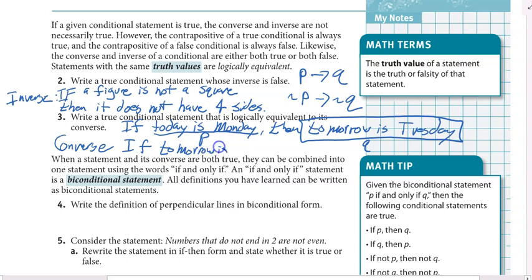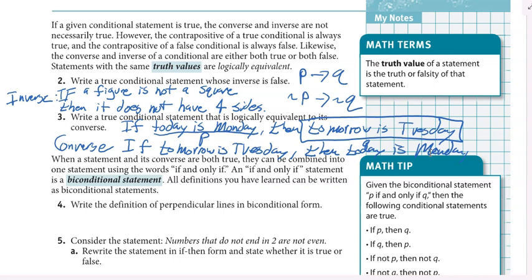tomorrow is Tuesday, then today is Monday. And that's true as well. If tomorrow is Tuesday, that means today does have to be Monday. So here the original statement and the converse are both true.